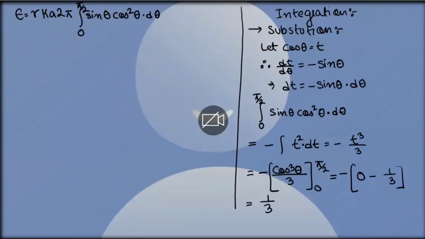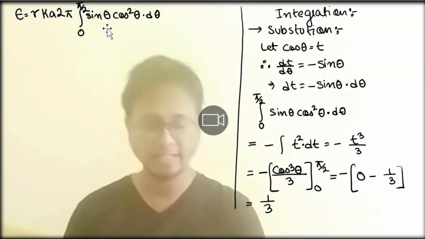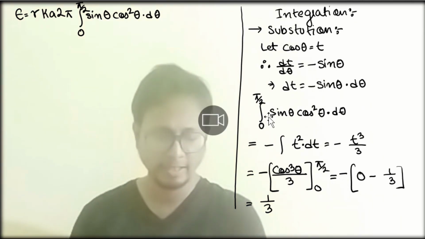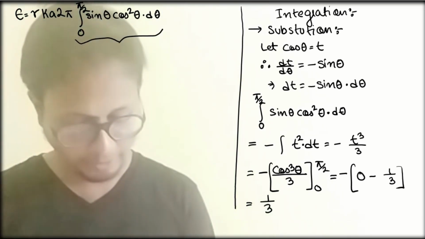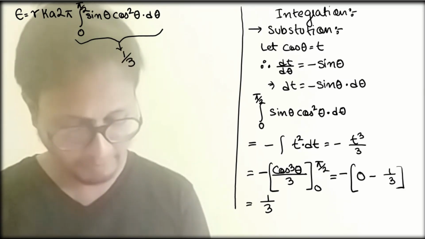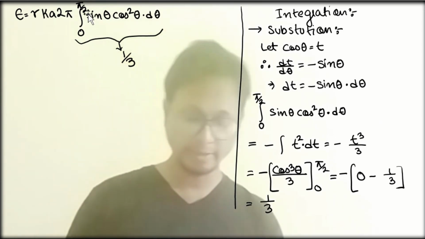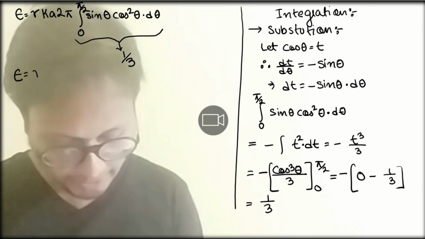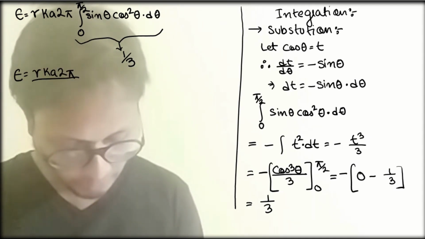Now I have solved the entire integration on the right hand side. It is nothing but integration by substitution, where you have to take t as cos theta, and the answer will come out to be 1 by 3. This will be taught in your mathematics; I'm not wasting my time out here. This entire term will come out to be 1 by 3 for the limits 0 to pi by 2, isn't it? So the net electric field would be R K A 2 pi by 3 into 1 by 3.